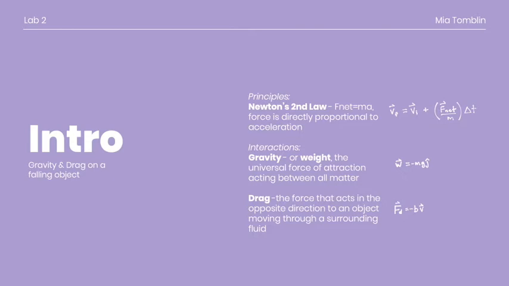In the second part of the study, I had to take into account drag, which is the force that acts in the opposite direction to the object moving through the surrounding fluid. In this context, the surrounding fluid is air, and we know that the direction of the drag force is in the positive y direction because our studied object is falling in the negative y direction. To get drag, you have to multiply velocity by -1 and the drag constant b that depends on the size and shape of the object. And as I said, to get the net force, we have to add these two forces together.